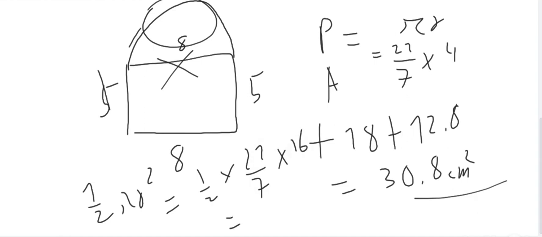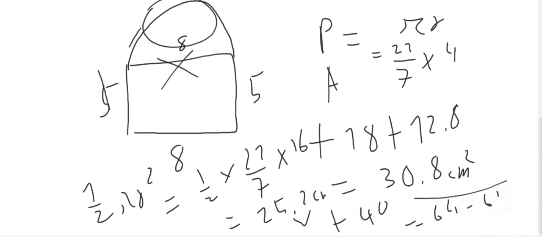So I'll just get about 25 point something or 24 point something. So if I get that correct, that is the semicircle's area, and with that I'll add 5 into 8, which is 40. So I'll get about 64 till 66, or about, let's say, 64.2 centimeter square as the area of the full shape. Okay, this was it for this much of area, volume, perimeter.